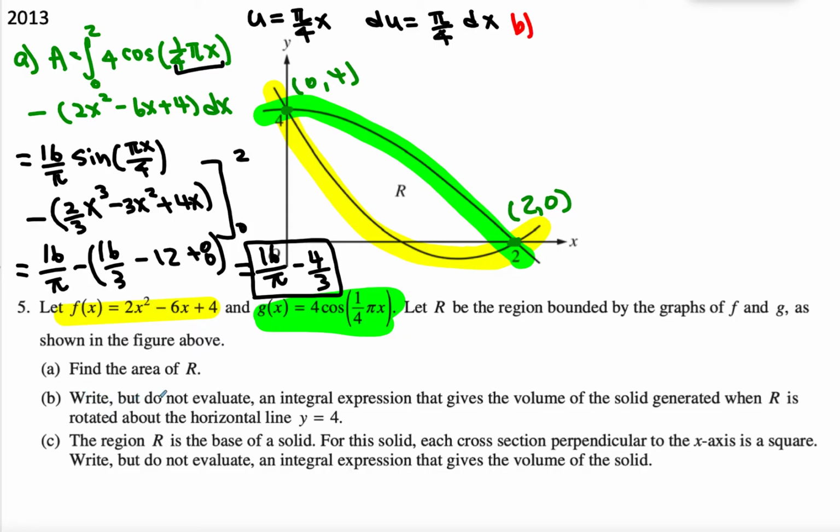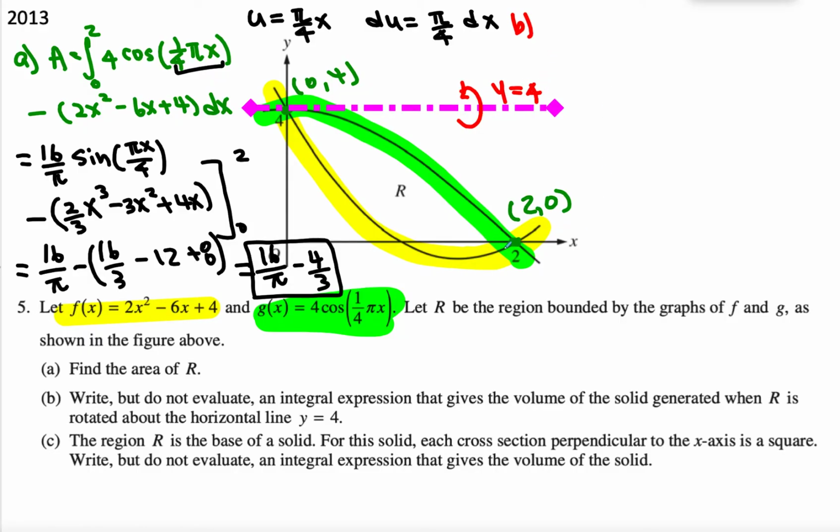It says write but do not evaluate the integral expression that gives the volume of the solid generated when the region R is rotated about the horizontal line y equals 4. If I have to sketch that, it would have been something like this. And then this one is revolving around that particular axis.